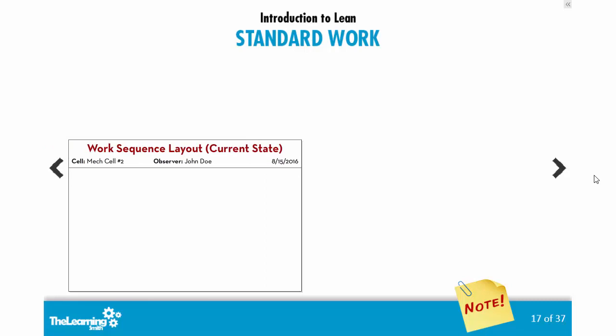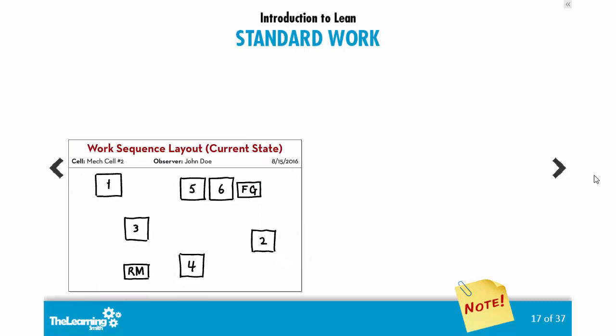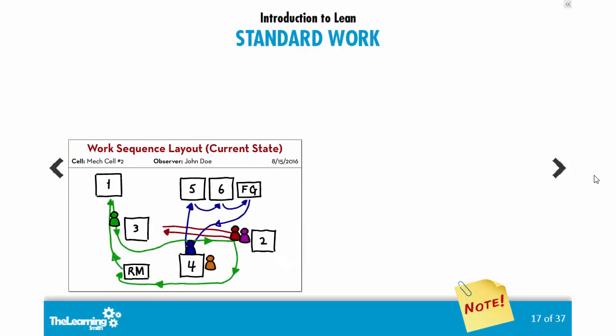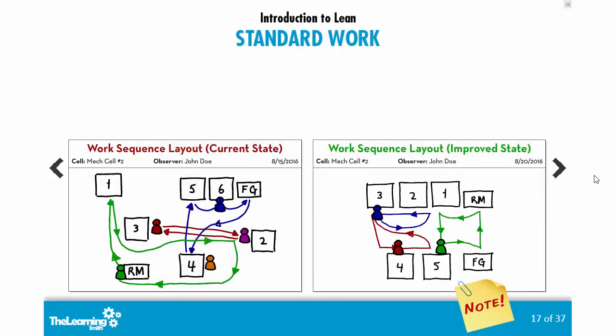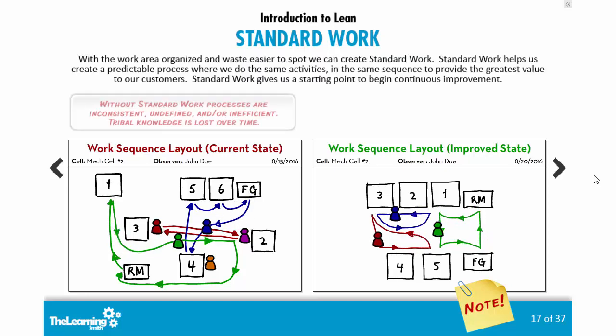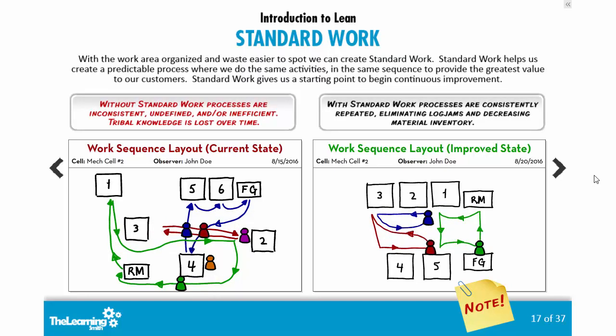With a work area organized and waste easier to spot, we can create standard work. Standard work helps us create a predictable process where we do the same activities in the same sequence to provide the greatest value to our customers. Standard work gives us a starting point to begin continuous improvement.